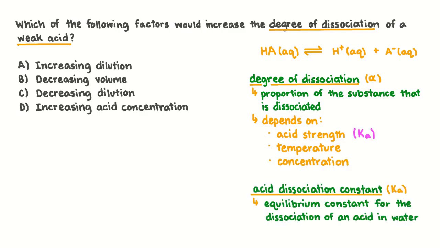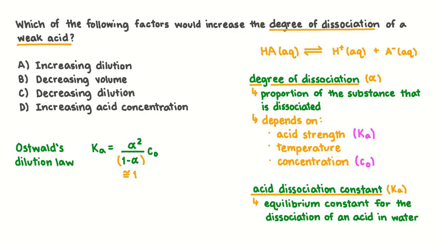The strength of an acid can be quantified using an acid dissociation constant, or Ka. The degree of dissociation, Ka, and the initial concentration of the acid, represented by C0, can be related to one another using Ostwald's dilution law. For weak acids with very low degrees of dissociation, 1 minus alpha can be approximated to 1, and Ostwald's dilution law can be simplified to Ka is approximately equal to alpha squared times C0.